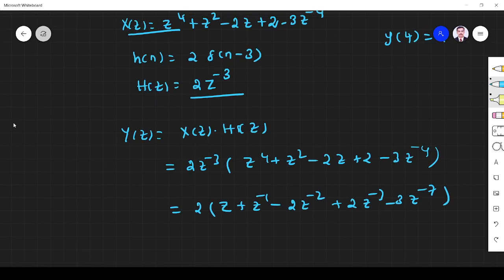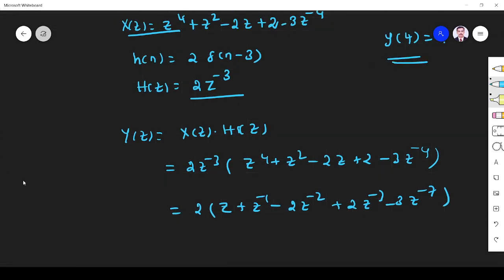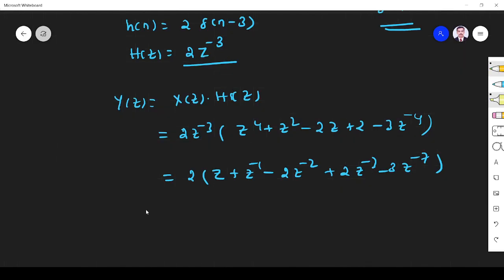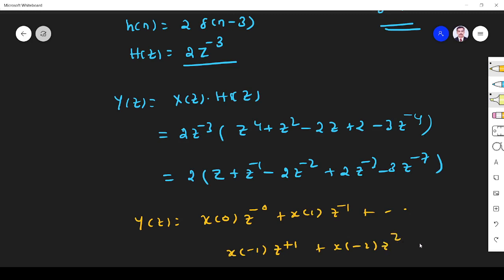What they ask is n = 4, right? So we know in general the transform is x[0]z^-0 + x[1]z^-1, like that it will go. Similarly x[-1]z^+1, x[-2]z^+2, like that it will go. So whatever is inside, that is the n value. This is n. So n = +1, n = +2, right?